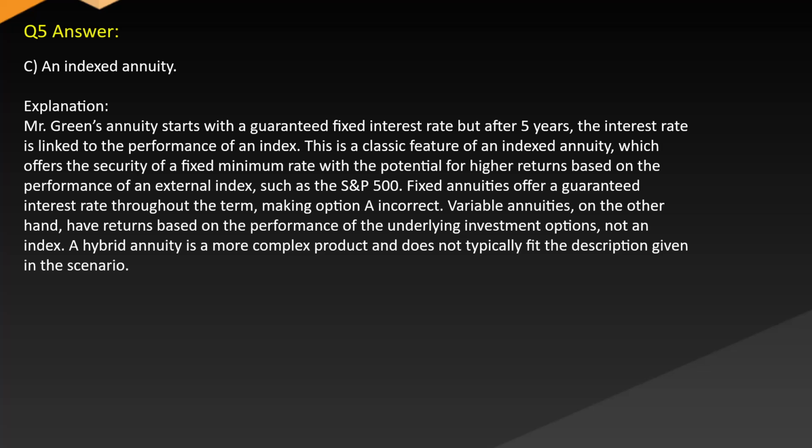Answer: C. An indexed annuity. Explanation: Mr. Green's annuity starts with a guaranteed fixed interest rate, but after 5 years, the interest rate is linked to the performance of an index. This is a classic feature of an indexed annuity, which offers the security of a fixed minimum rate with the potential for higher returns based on the performance of an external index, such as the S&P 500. Fixed annuities offer a guaranteed interest rate throughout the term, making option A incorrect. Variable annuities, on the other hand, have returns based on the performance of the underlying investment options, not an index. A hybrid annuity is a more complex product and does not typically fit the description given in the scenario.